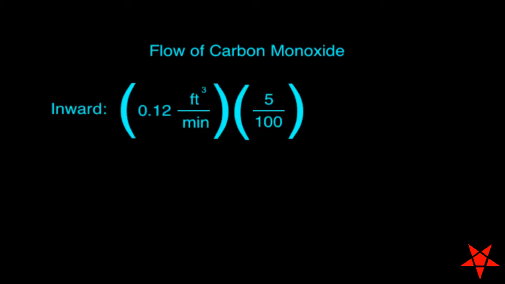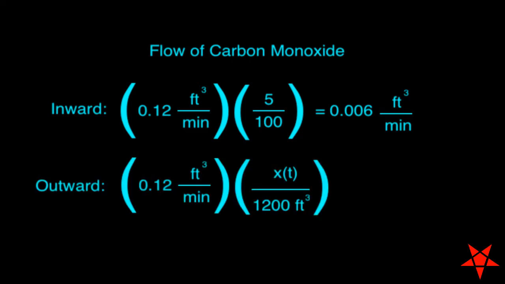Multiplying the total airflow into the room by 5 parts per 100 gives us 0.006 cubic feet per minute. For the outflow, the volume of carbon monoxide flowing out of the room each minute is equal to the total air flowing out, 0.12 cubic feet per minute, times the ratio of carbon monoxide to the total volume of air in the room at time t. This simplifies to x divided by 10 to the 4th minutes.